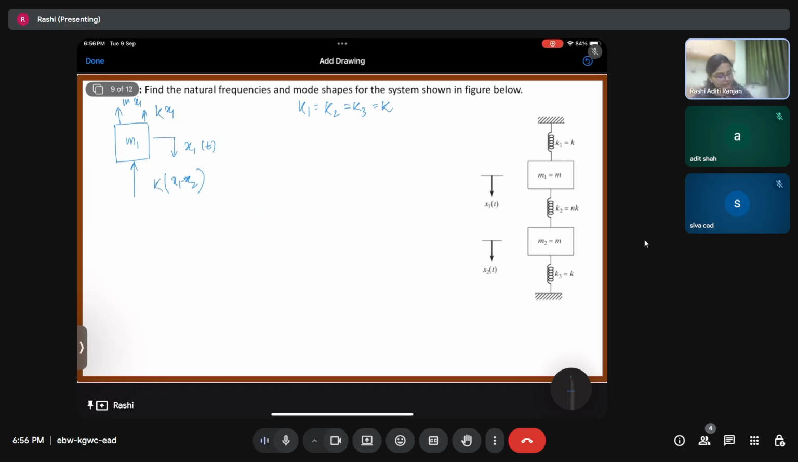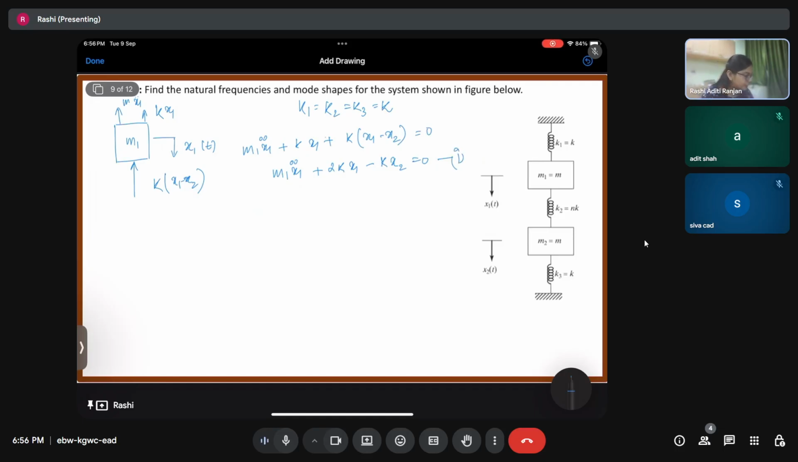And then mass also we have to consider as equal. Simple. We'll get the equation m1 x1 double dot plus k1 x1 plus k (x1 minus x2) is equal to 0, or m1 x1 double dot plus 2k x1 minus k x2 is equal to 0. This is going to be our first equation.